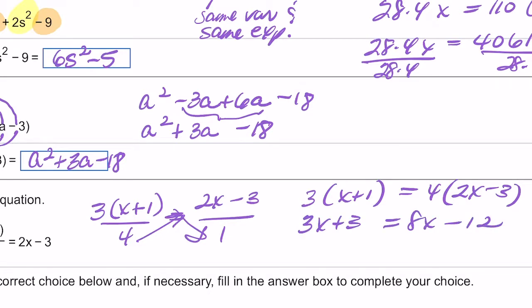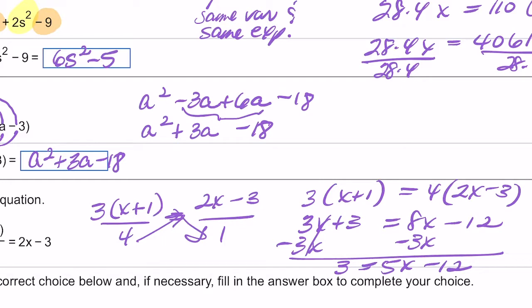And then, like always, I need to get x by itself. So I'm going to subtract 3x and move it with the 8x. 8x minus 3x gives us 5x, and then I'm going to bring down the negative 12. Okay, now I need to move that negative 12 over with the 3. So to do that, I'm going to add it, because it's the opposite of subtracting. 3 plus 12 gives us 15 equals 5x. And then I'm going to divide by 5. 15 divided by 5 is 3. So my final answer is x equals 3.